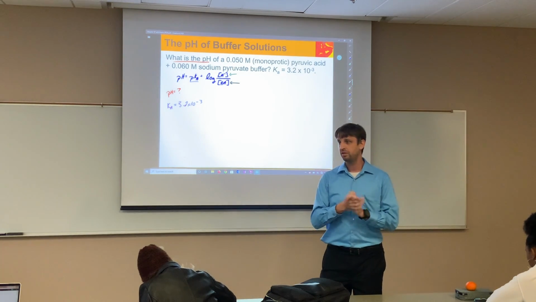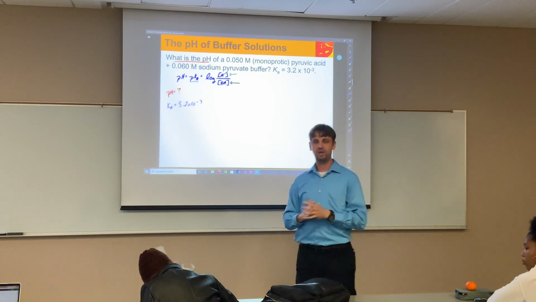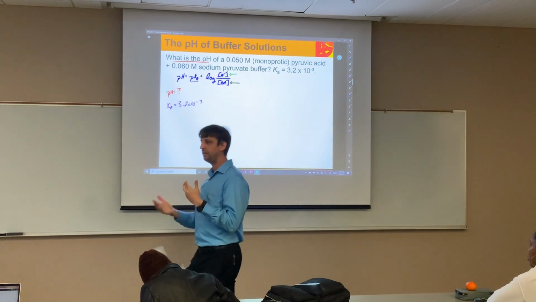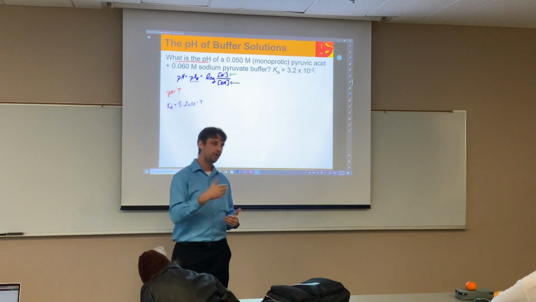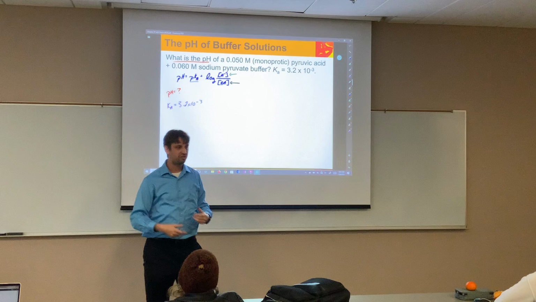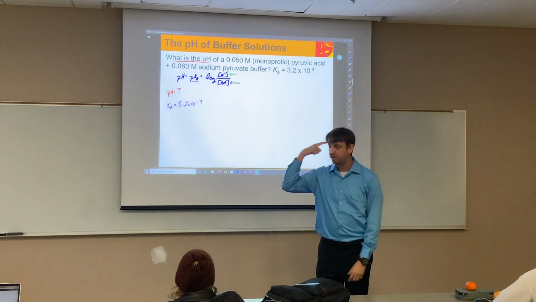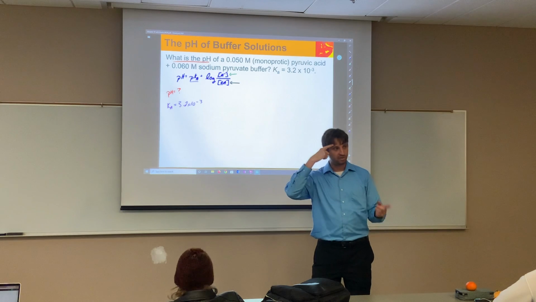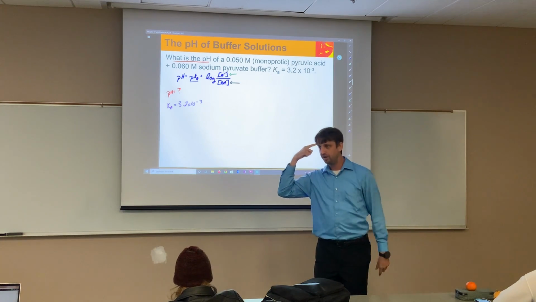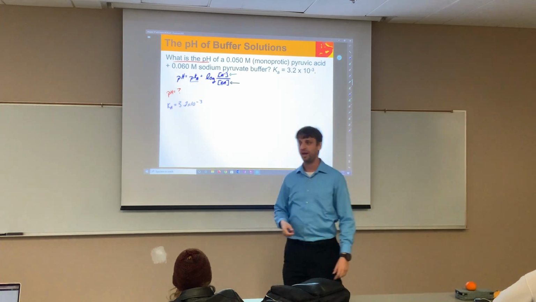So if you don't exactly know what your base and your acid is, take a look at the name, take a look at the charges. There's another clue here. I tell you that it's sodium pyruvate. What charge does sodium have? Positive, so whatever it's bound to has to be negative. You see, there's a lot of clues in here. We just have to think about it and work it backwards.